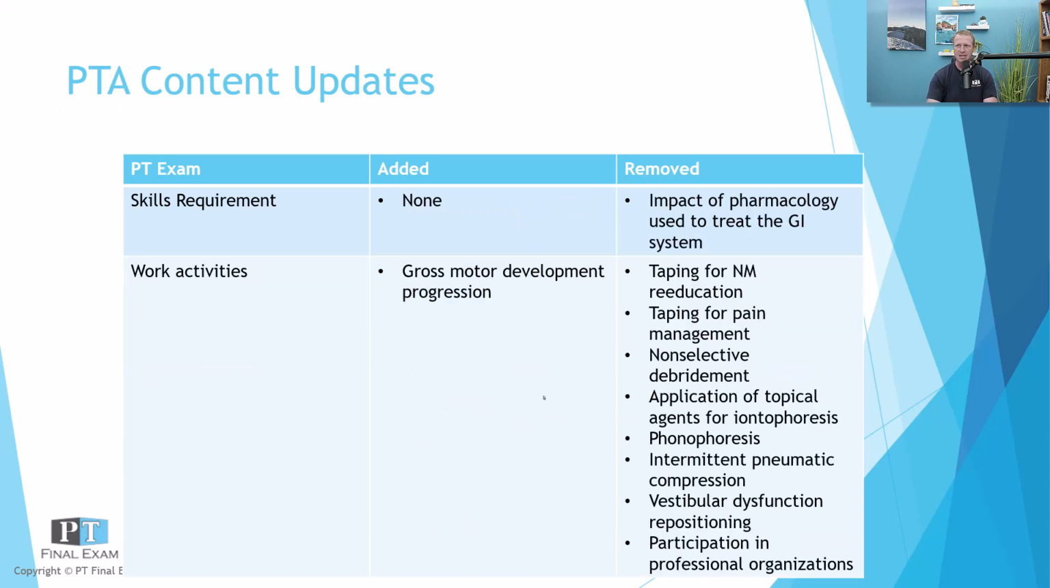So talking about the PTA content outline updates. The PTA content outline had fewer changes. They didn't particularly add a lot here other than gross motor development progressions. We're talking about pediatrics, but they did remove a number of things, including pharmacology for the gastrointestinal system, a lot of taping. You don't need to know nearly as much taping. You don't need to know non-selective debridement anymore, topical iontophoresis. These are all things that were removed from the skill requirements and work activities for PTAs.